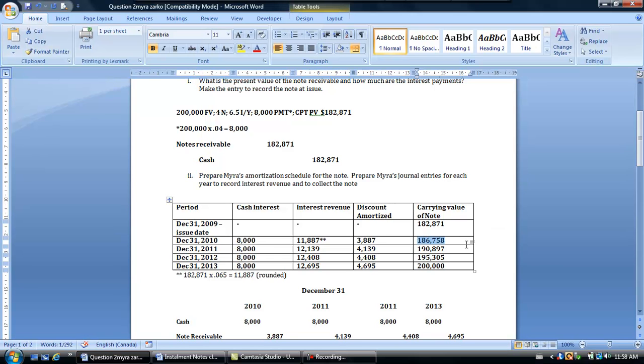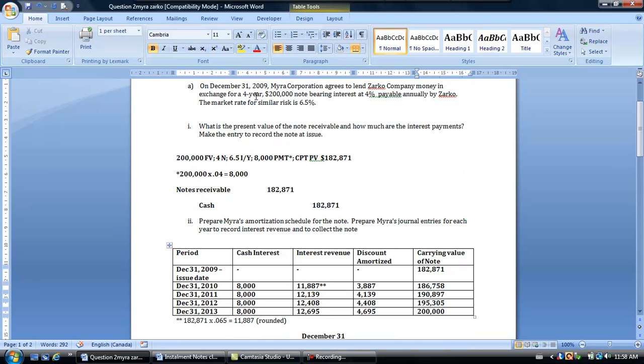Don't forget, Myra has to record the note at its present value each period. So every period, that note should get closer to $200,000 because in order for them to close out the note receivable account, they will accept cash at the end of the 4-year period of $200,000, as was indicated in our question.